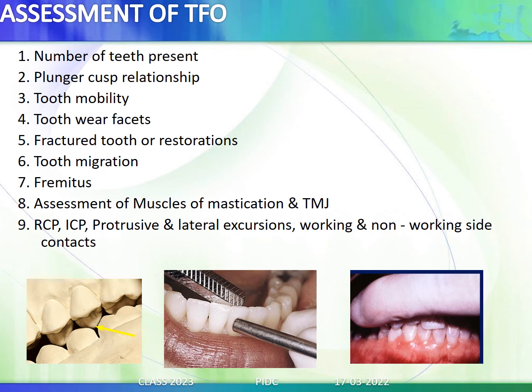Next, coming on to the other assessment factors: tooth mobility, as I told you already, and tooth wear facets, like for example untreated spots on the occlusal surface of the teeth, fractured teeth or restorations, and tooth migration. The Fremitus test would be possible, along with assessment of muscles of mastication and TMJ, the retruded contact position or the intercuspal position, protrusive and lateral excursions, and working and non-working contacts. All this has to be assessed to say that the particular tooth has trauma from occlusion.